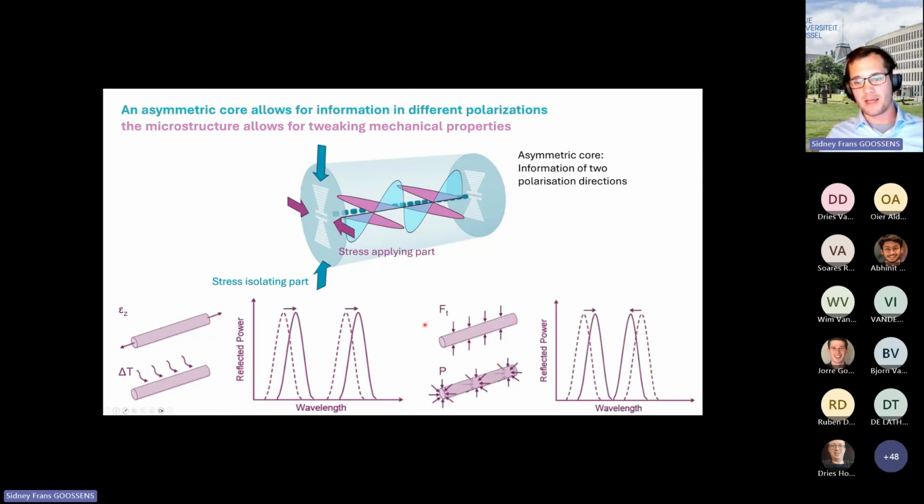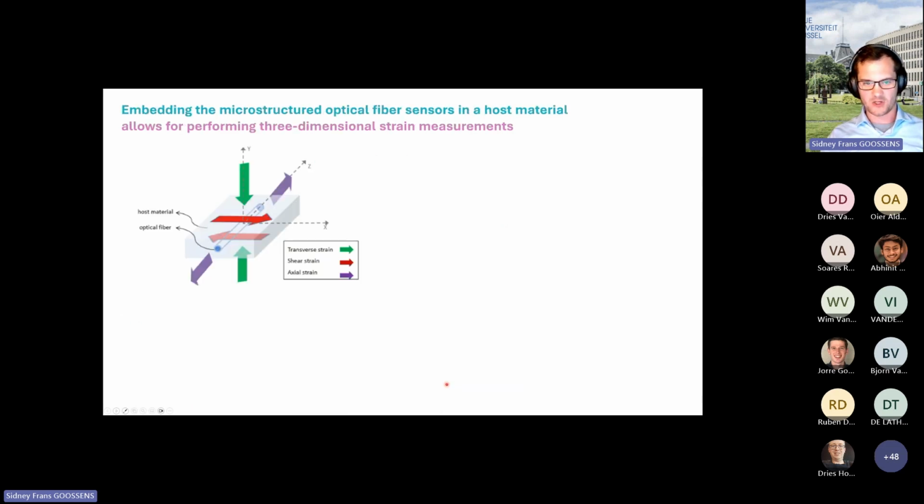However, if we apply a transverse force or a hydrostatic pressure to the optical fiber, well, the purple polarization mode will see a different effect than the turquoise polarization mode. So those both peaks will not move simultaneously, but they will move towards each other or away from each other. And that's how we can use these specialty optical fibers, not only for actual strain or temperature, but also for transverse forces or pressures.